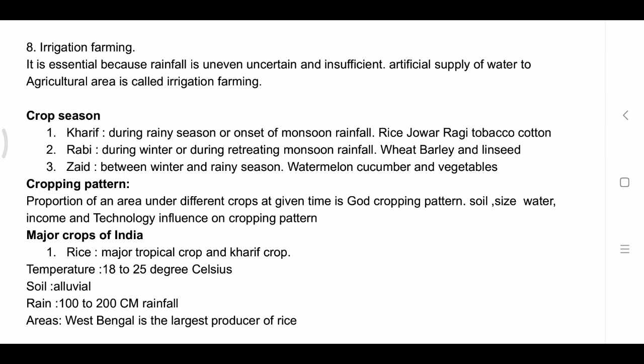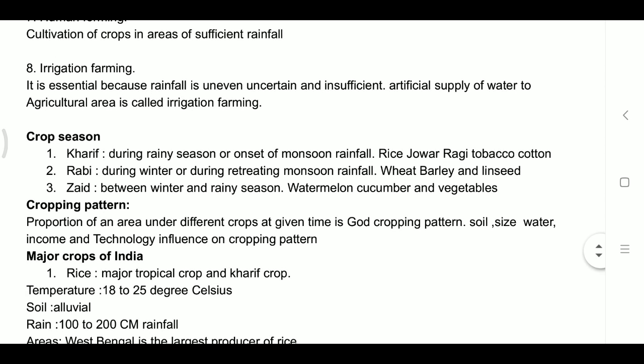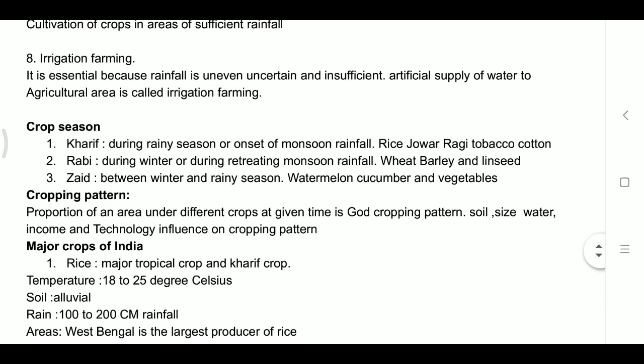There is a question. Irrigation is very essential in India. Why? Because rainfall is uneven, uncertain and insufficient. So there is a need of irrigation in India.